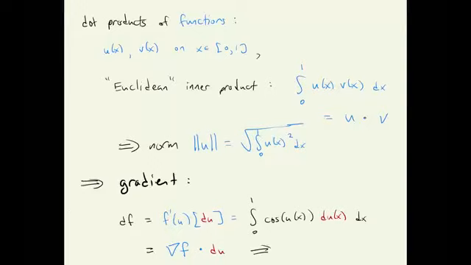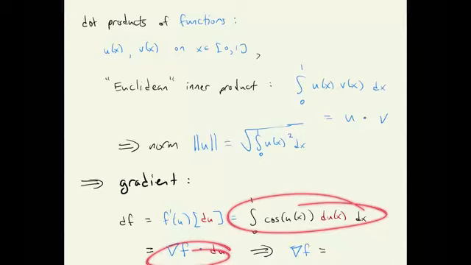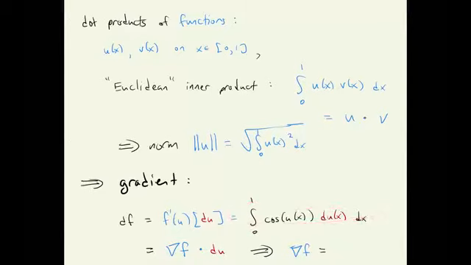And if we just look by inspection, this is our definition of a dot product. So what is the gradient? What would I take the dot product with du to get this? Cos of u. Exactly. It's a function. It's just cosine of u of x.